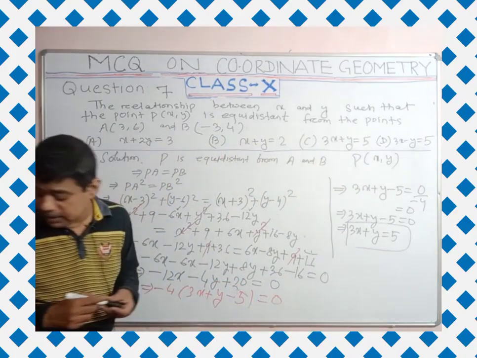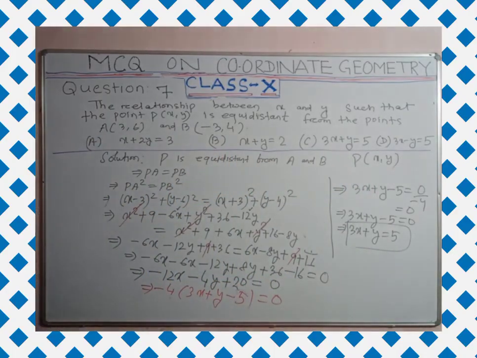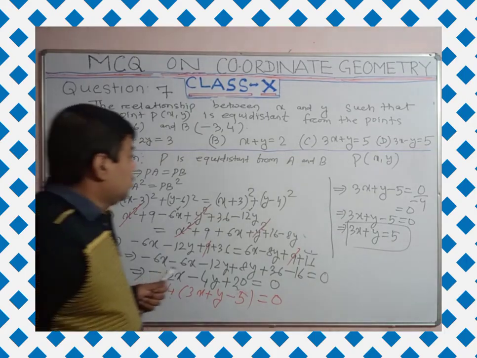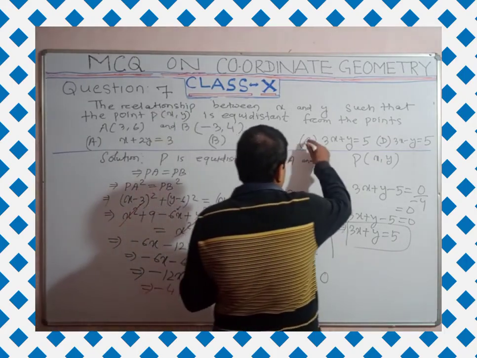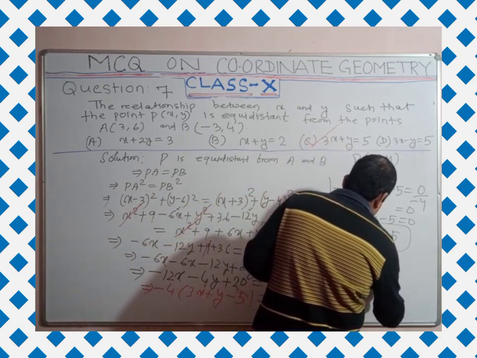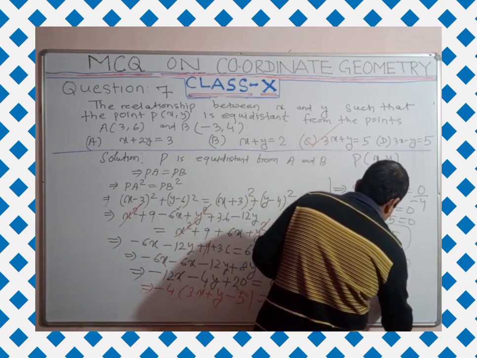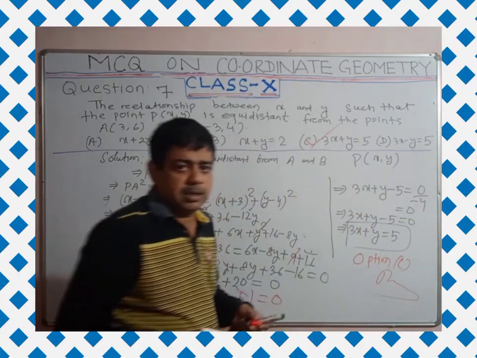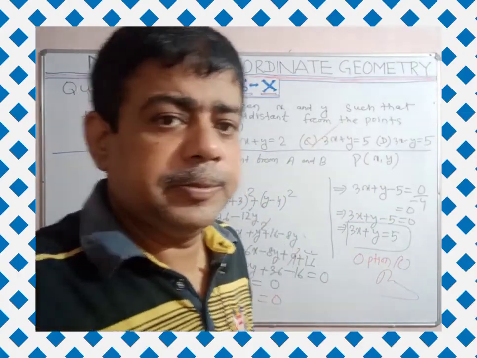And which is the correct option here? Yes, so C is the correct option. Option C is the correct option. All of you understand?